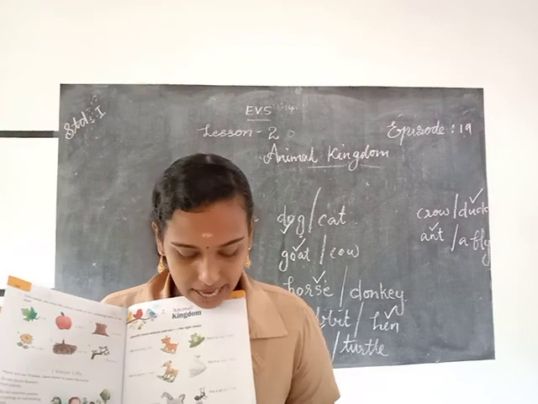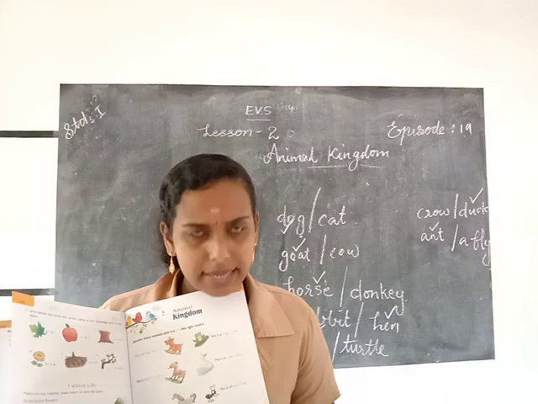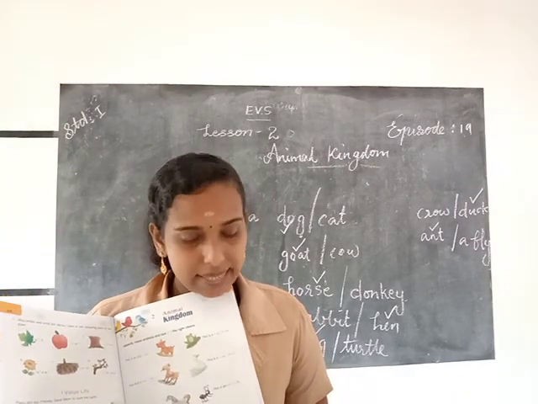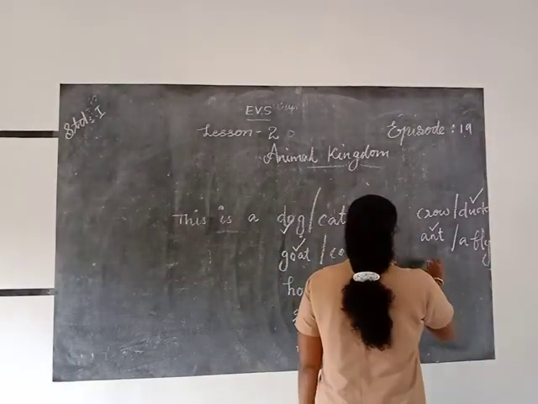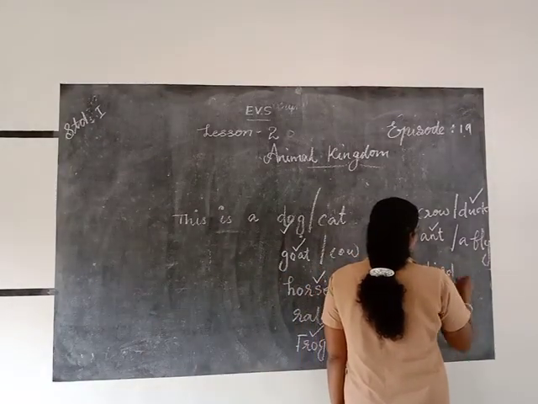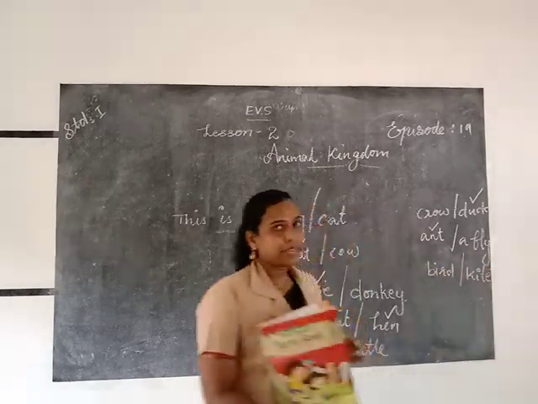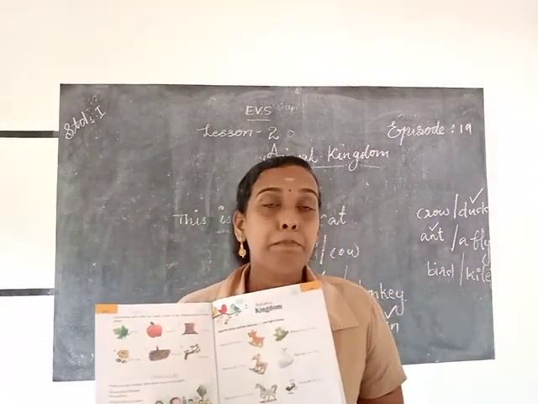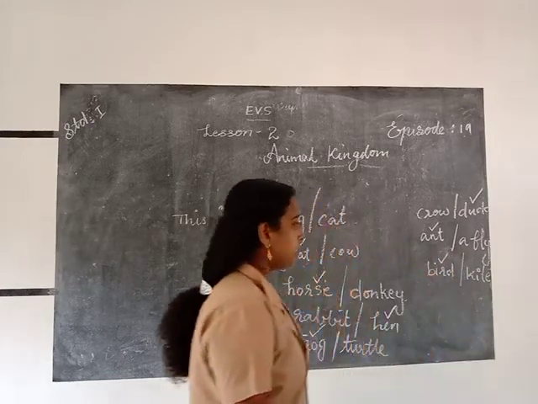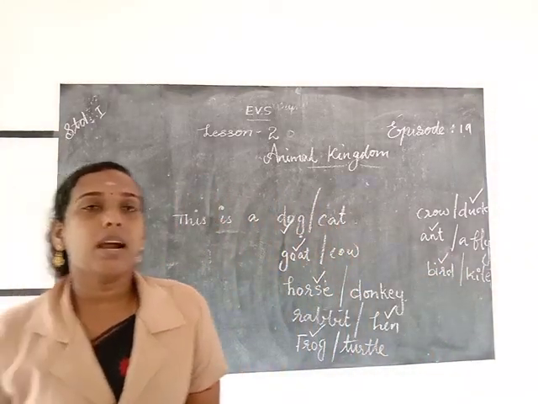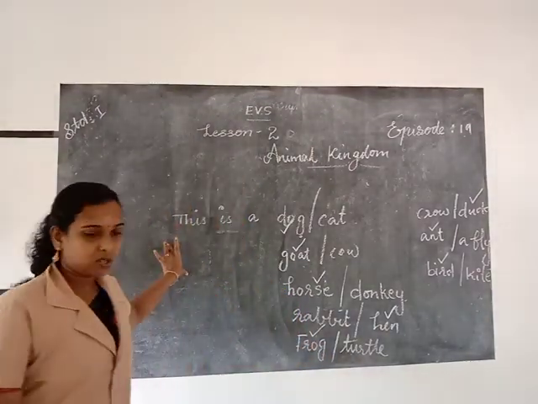Then the last question. This is a bird or kite. Is it a kite? No. This is a bird. So here the options are bird, B-I-R-D, or kite, K-I-T-E. Here the picture is a bird. So the correct option is bird, B-I-R-D. So these are the answers of the warm-up section questions.